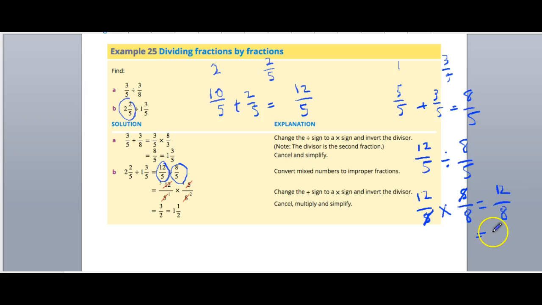So how many 8s go into 12? There is 1. And what are we left with? 4 eighths. And 4 eighths is actually a half. So the final answer is 1.5.